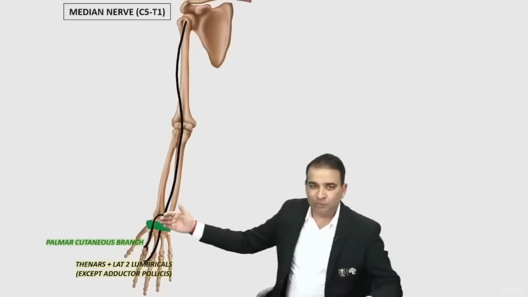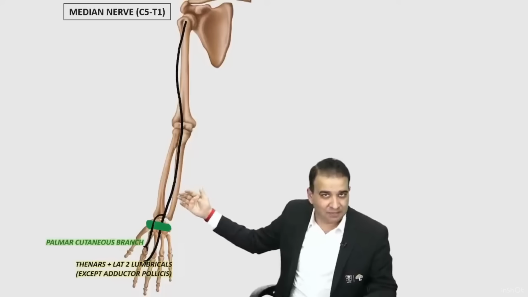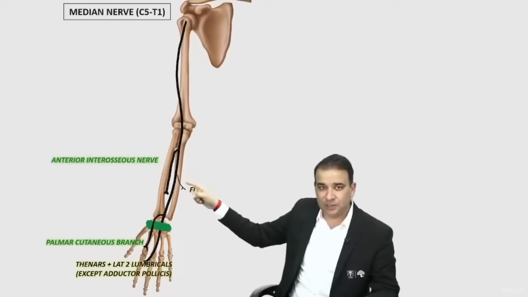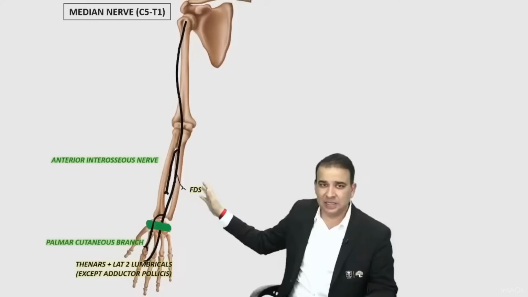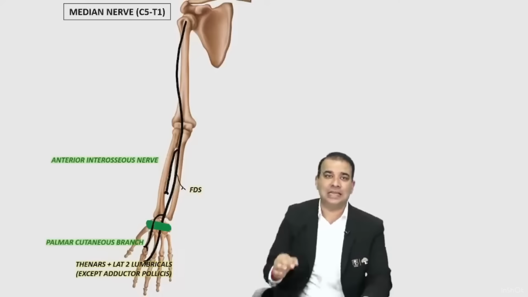Now, what's the role of median nerve in the forearm? In the forearm, the main median nerve will supply the superficial flexors, like flexor digitorum superficialis. If I talk about the main nerve, it supplies flexor digitorum superficialis and other superficial flexors. And the deep branch of median nerve called the anterior interosseous nerve will supply the deep flexors of forearm.